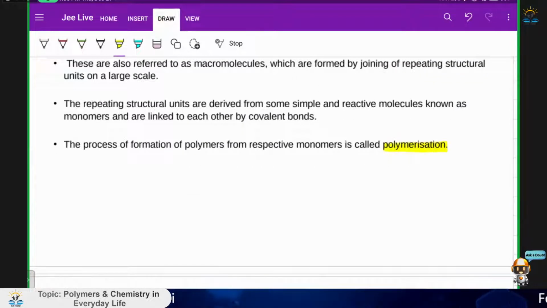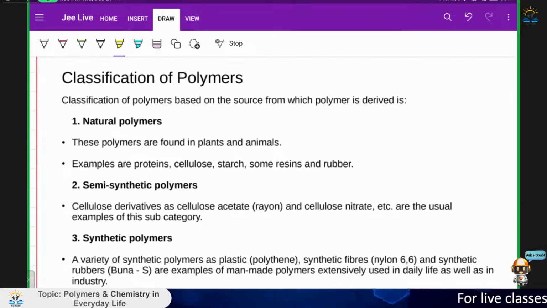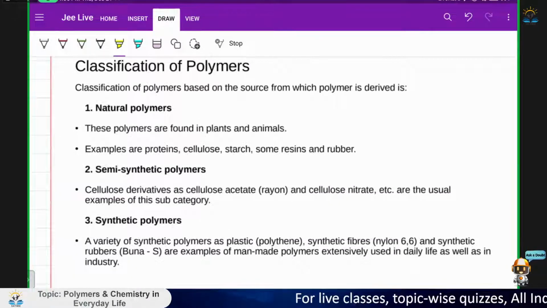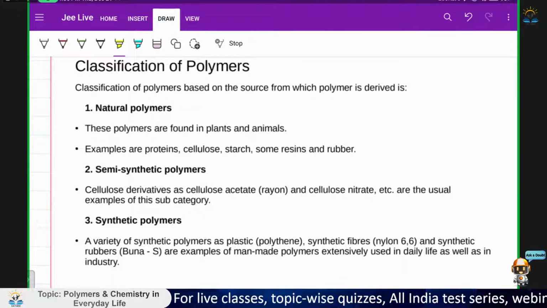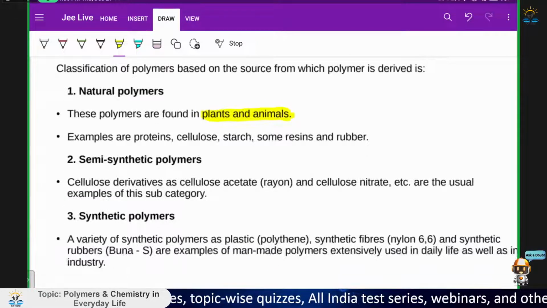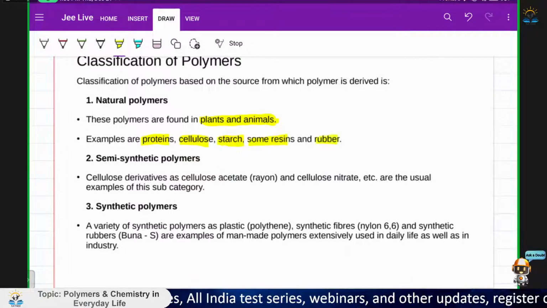Okay, moving on. Now we will classify polymers. Classification of polymers based on the source from which polymer is derived. So how we prepare the polymer? Based on that, we can classify polymers. One, natural polymers. These polymers are found in plants and animals. So these are polymers that are already found all around us. Examples for such polymers are proteins, cellulose, starch, some resins, and rubber.